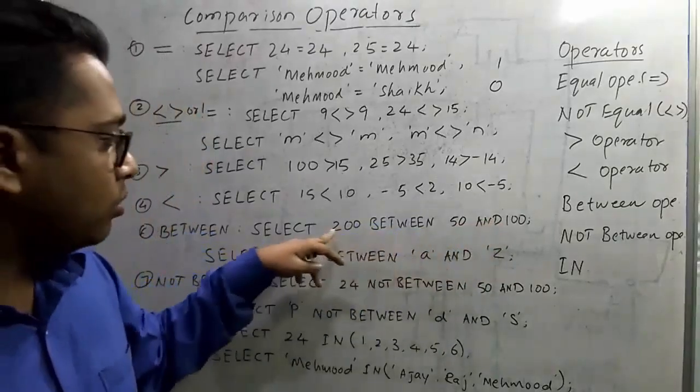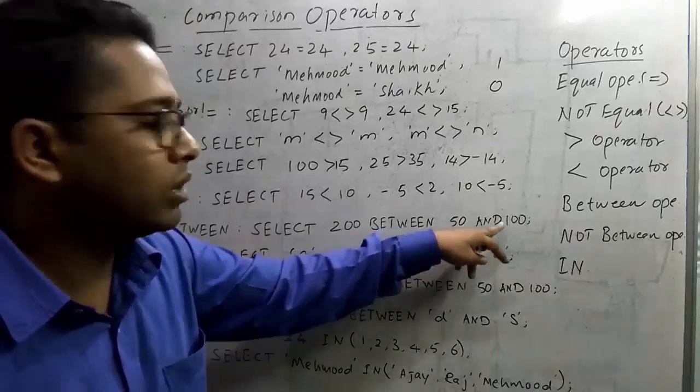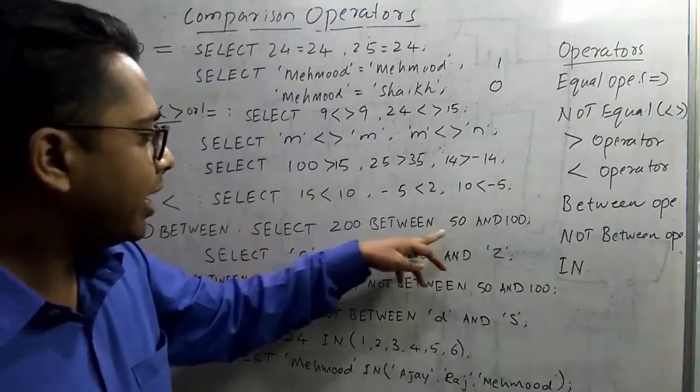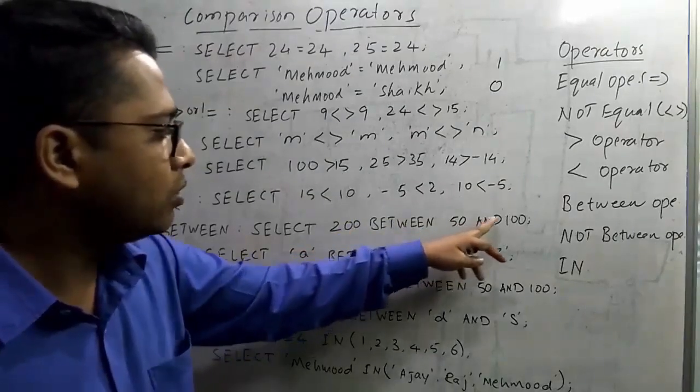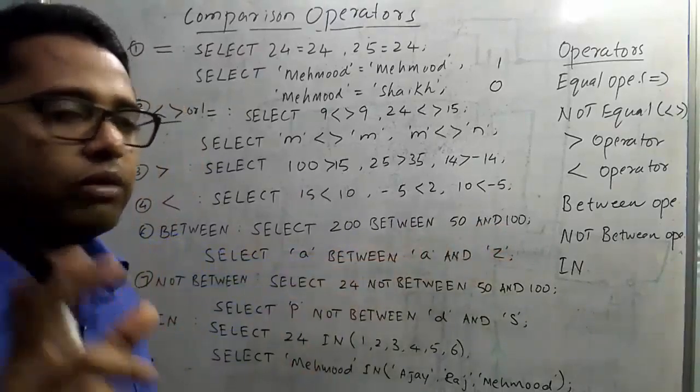Okay, see, 200 will not be in the range of 50 to 100, because 200 is above 100. You will not get 200 between 50 to 100. That's why this whole statement will become false and you will get a value of 0.